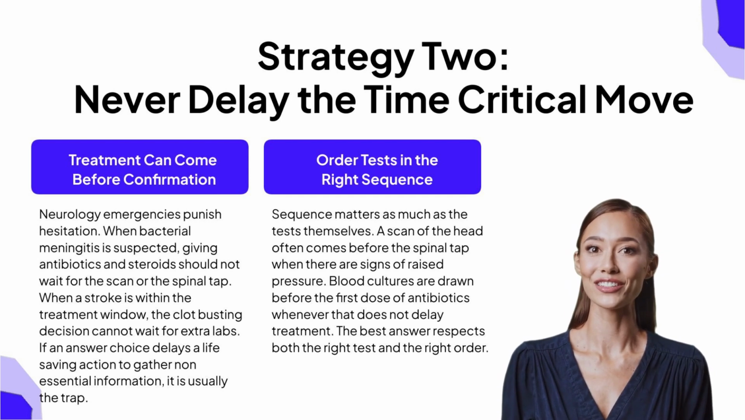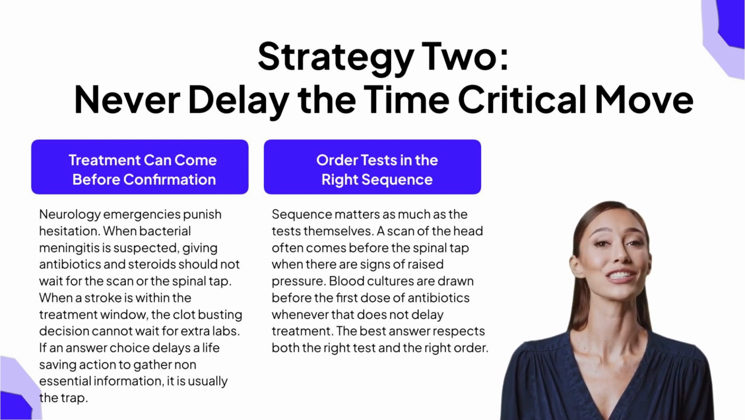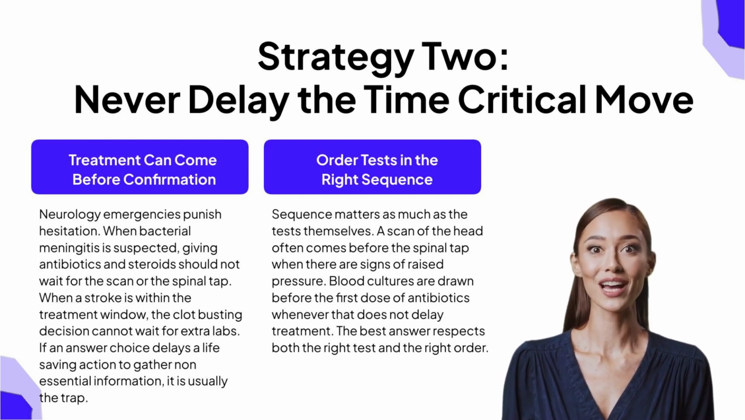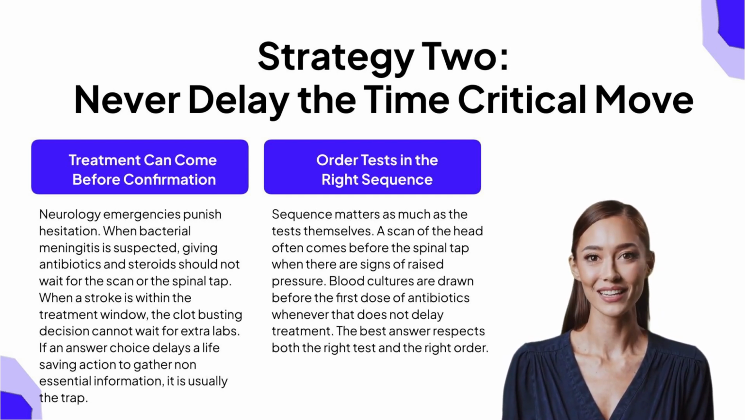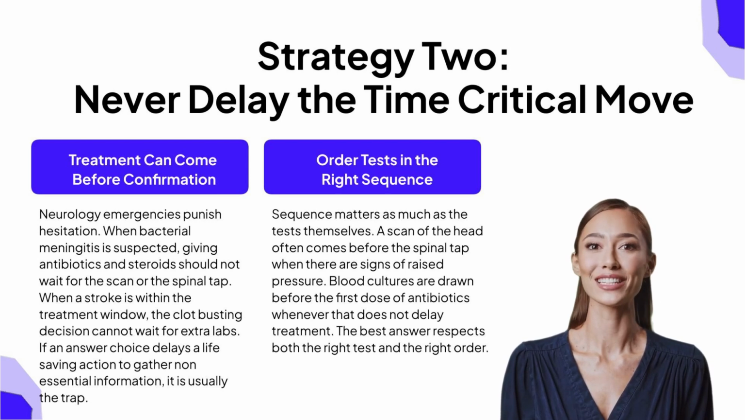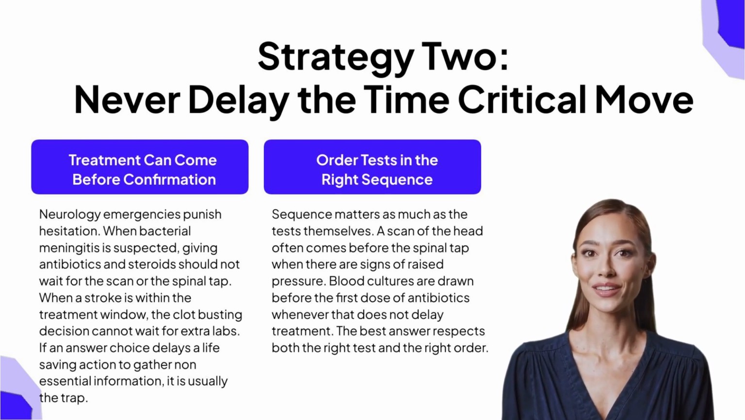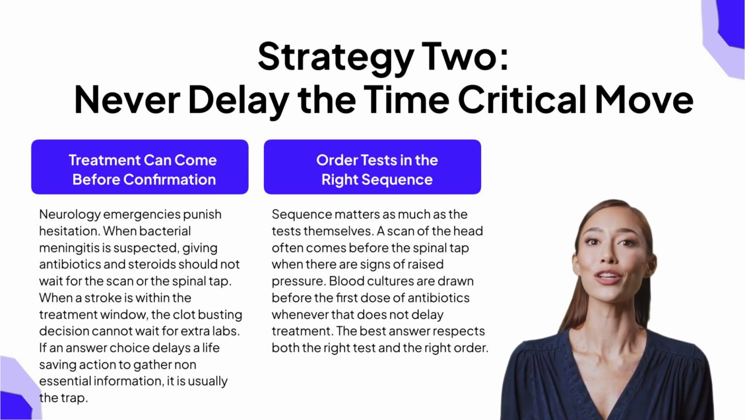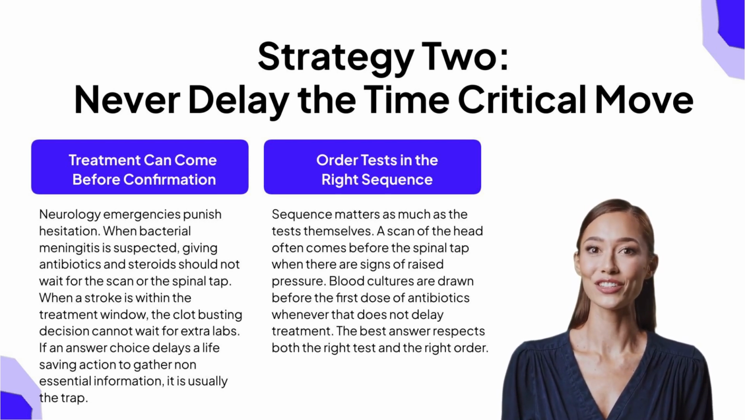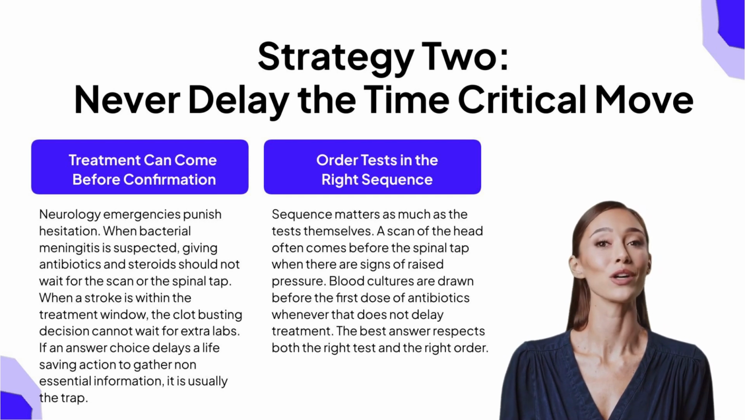When a stroke falls inside the treatment window, the clot-busting decision cannot wait on non-essential labs. If an answer choice delays a life-saving action to gather information you do not truly need yet, that choice is almost always the trap. Second, order your tests in the right sequence. Imaging of the head often comes before the spinal tap when there are signs of raised pressure, and blood cultures are drawn before the first antibiotic dose whenever doing so does not slow down treatment. The best answer respects both the right test and the right order.